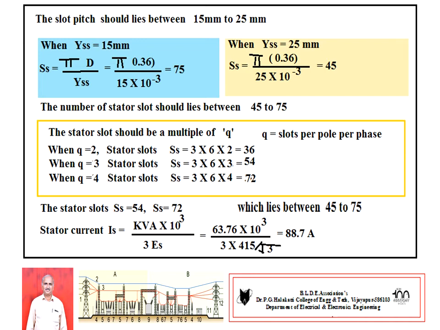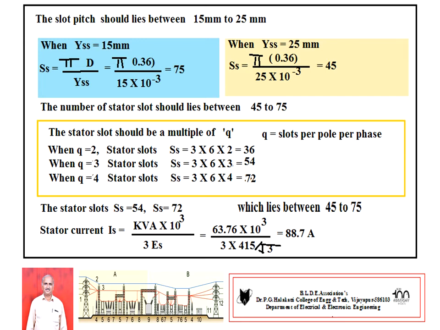Then second condition, the stator slot should be a multiple of q. What is the q? Slots per pole per phase. Understand what is the q? Slots per pole per phase. From this expression you go on calculating different values of q.